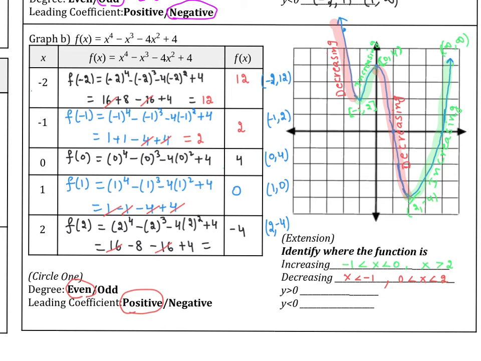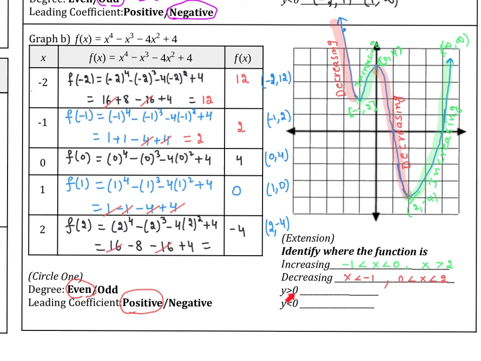And if x is between 0 and 2, the graph is decreasing as well. So from here to here, the graph is decreasing from 0 to 2. So if x is greater than 0 and less than 2, the graph is decreasing. And if x is less than -1, it's also decreasing.